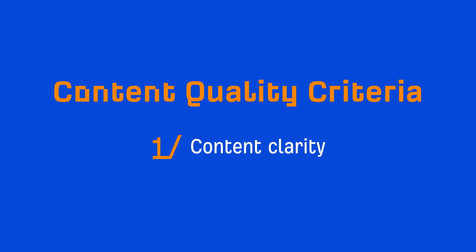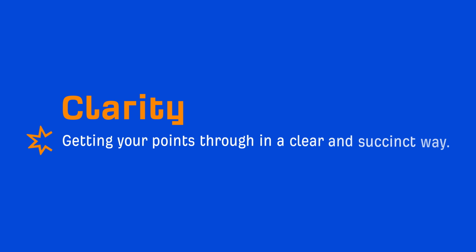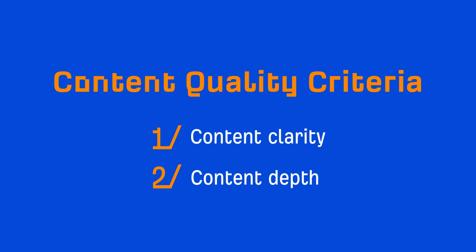So without further ado, let's talk about the 4 criteria we'll be using to assess content quality. The first category is content clarity. Clarity is about getting your points through in a clear and succinct way. And in my opinion, this is one of the most underrated attributes that makes content great. It encompasses the format of your content, readability, and your ability to explain sometimes complex concepts in easy to digest ways.